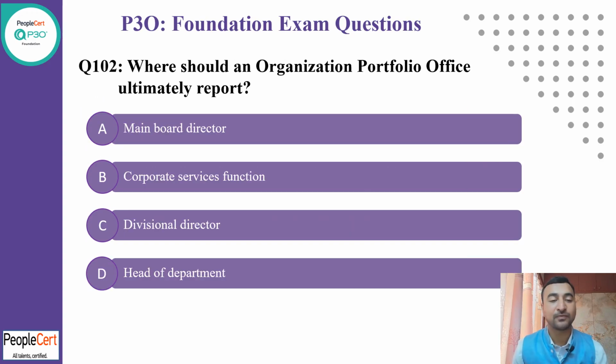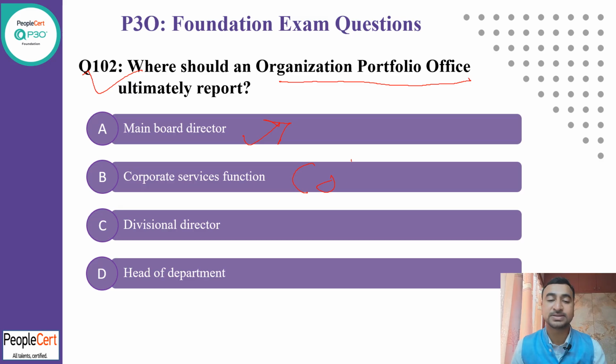Let's move to the next question, 102. Where should an organization portfolio office ultimately report to? Now this is a direct type of question. I hope you recall that from chapter 3. It depends on the design of the P3O. Options: main board director, option A; corporate service function, option B; divisional director, option C; and head of department, option D. Here, the organization portfolio office ultimately reports to the main board director. That is the direct question.